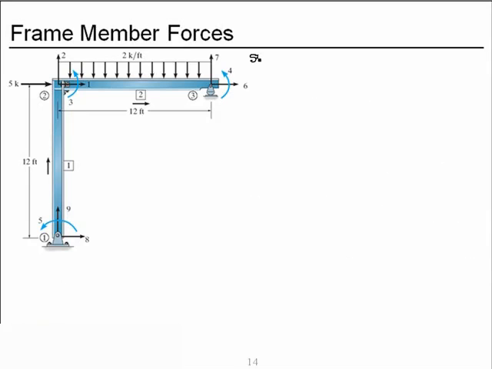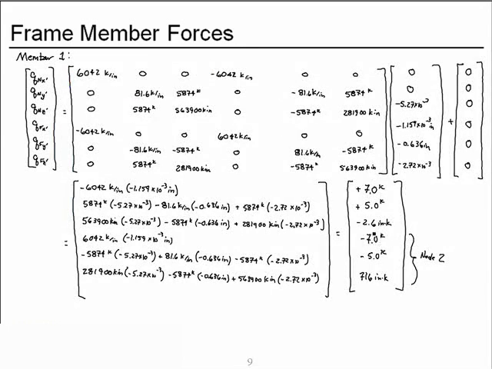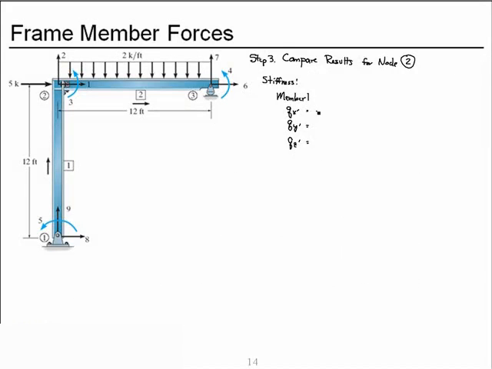Now step 3. It's time to compare results of member forces for node 2. Let's start with our stiffness method results. For member 1, we have Qx prime, Qy prime, and Qz prime, which we found to be minus 7 kips, minus 5 kips, and 716 inch kips. So we have a minus 7.0 kips, minus 5.0 kips, and the 716 inch kips, if we divide by 12 inches per foot, gives us a positive 59.7 foot kips.